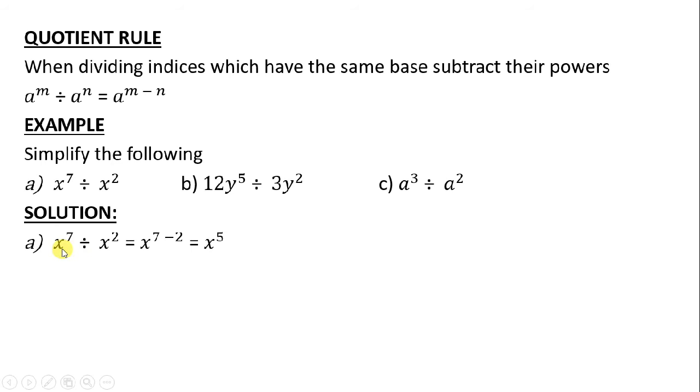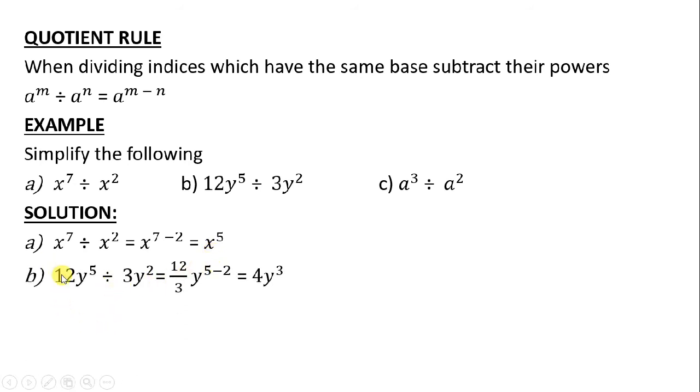Let's look at the first one. x to the power 7 divided by x squared. Our base is the same? Yes. Which operation have we been given? Division. When you are asked to divide powers which have the same base, what are you supposed to do? Subtract the powers. So we are going to say x to the power 7 minus 2, which is going to give us x to the power 5.